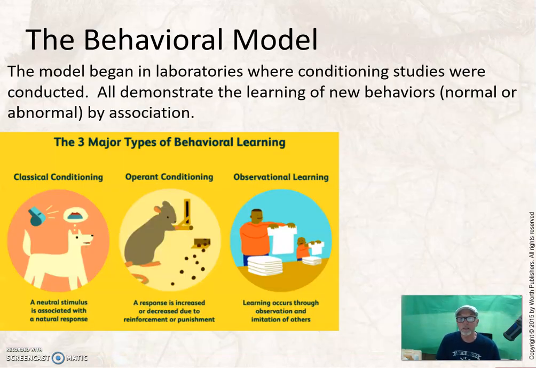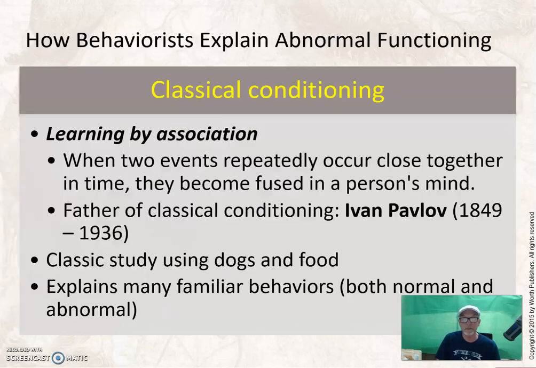And the behavioral model really began in laboratories where conditioning studies were conducted. All demonstrate the learning of new behaviors, normal or abnormal, was by association. And there's this illustration showing you that there's three major types of behavioral learning. Classical conditioning, which is Pavlovian, the dogs and the food and the bells. Operant conditioning and observational or vicarious learning.